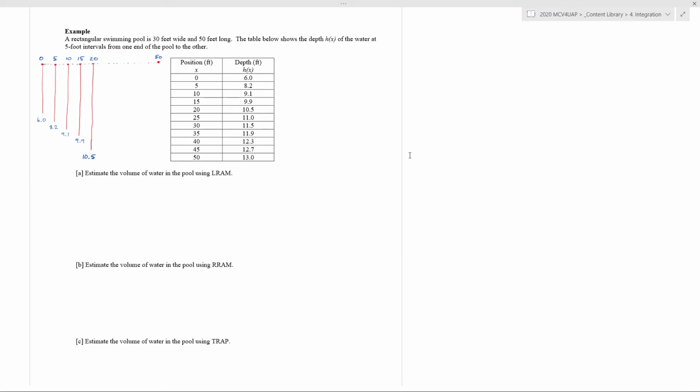So you have a rectangular swimming pool, 30 feet wide by 50 feet long, and the table there is showing you how deep the pool is at 5-foot intervals, starting at 0 all the way to 50. Keep in mind that the pool has a length of 50 feet. And so at every 5 feet, you're given the depth.